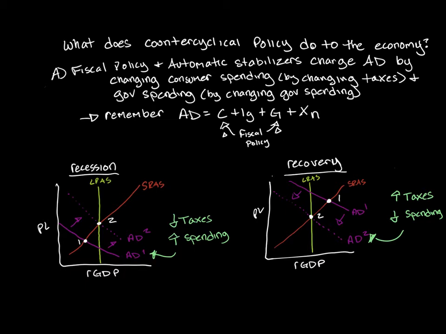So essentially, fiscal policy and automatic stabilizers control the economy by doing one thing and one thing only, and the thing that they do is adjust aggregate demand. The way that they go about adjusting aggregate demand is by changing consumer spending behavior and government spending behavior.